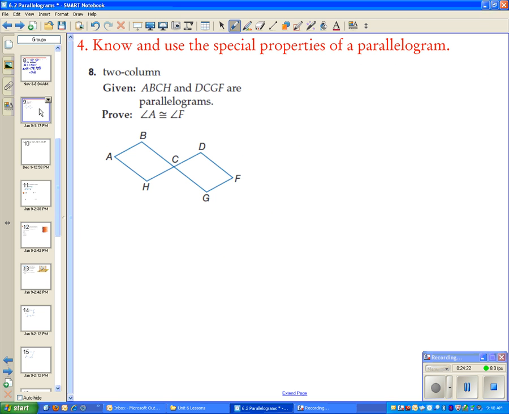And then we get to a proof. We haven't done a proof in a long time, so let's do a proof. This is a short one. This will be about 3 steps, and maybe 4. All right. They want us to write a 2-column proof. We're given that ABCH and DCGF are parallelograms. So each of those two blue figures are parallelograms. We have to prove that angle A is congruent to angle F. Statements, reasons.